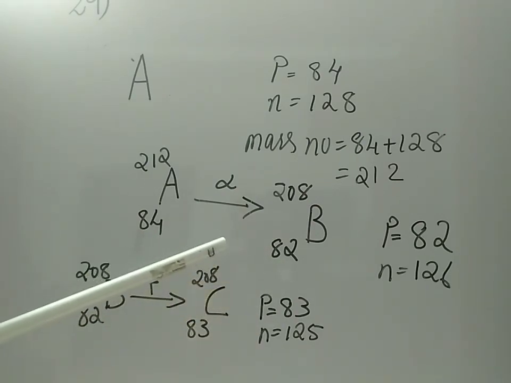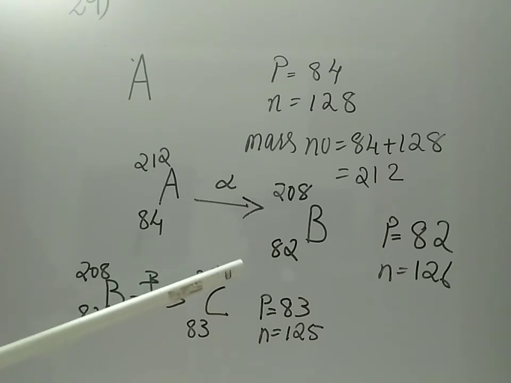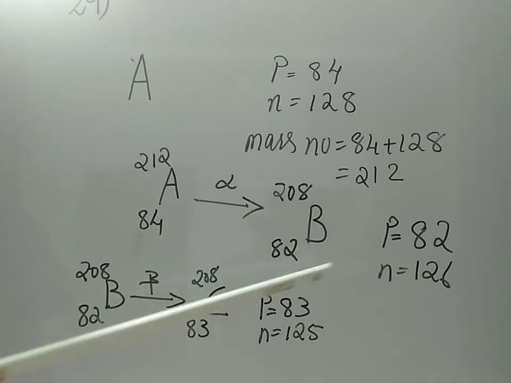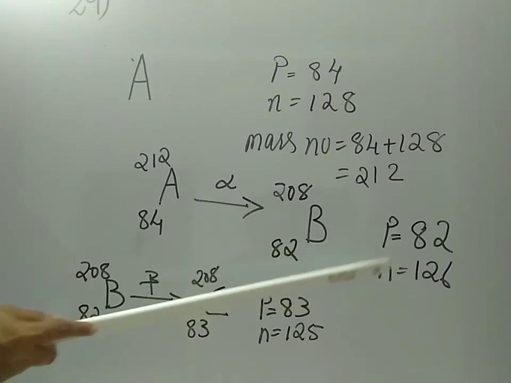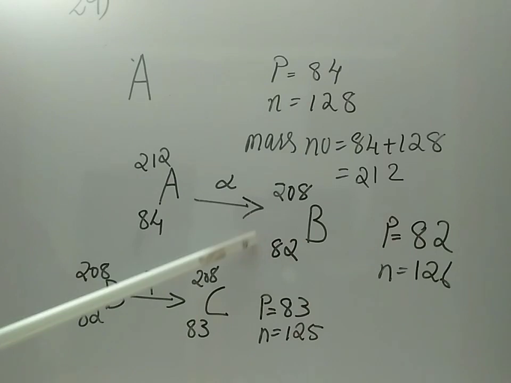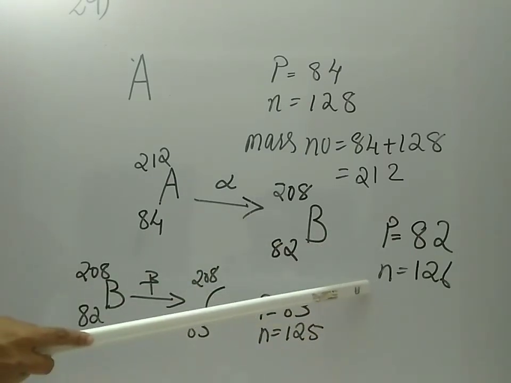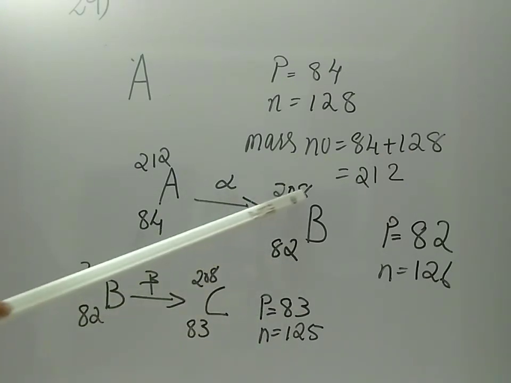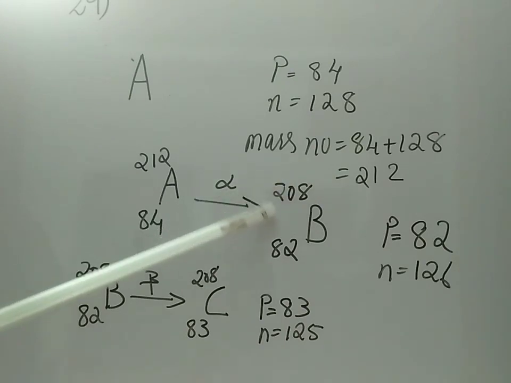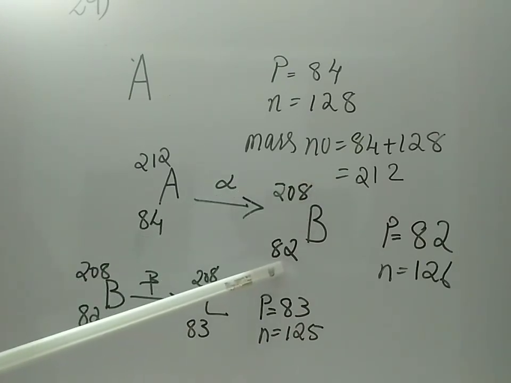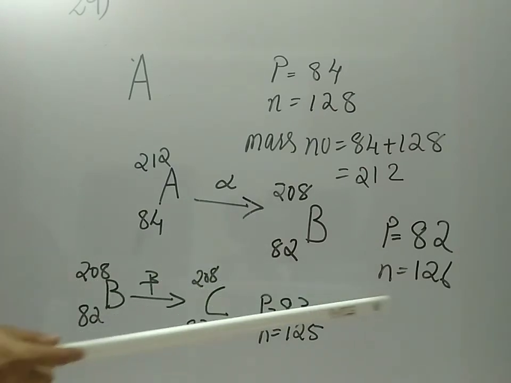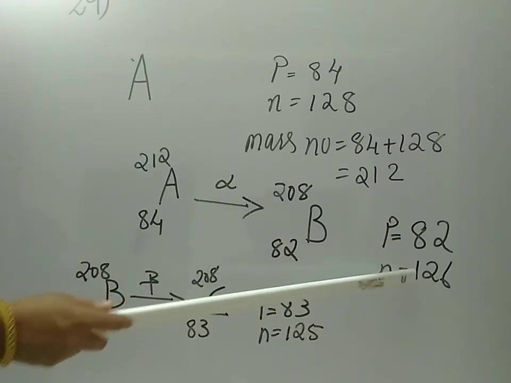In question number 29b, you are asked to find the composition of B. Composition means we have to find the number of protons and number of neutrons. From here it is clear, the number of protons is 82. How will you find the number of neutrons? Just subtract 208 minus 82, because the mass number is protons and neutrons together. So 208 minus 82, you will get the number of neutrons as 126.